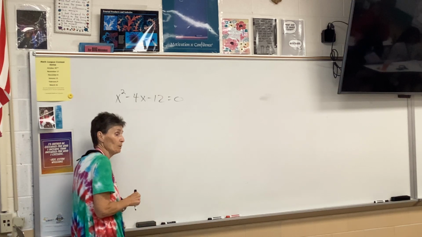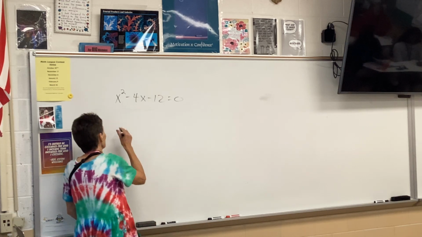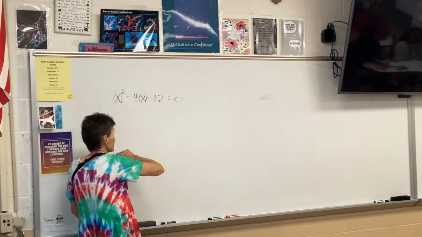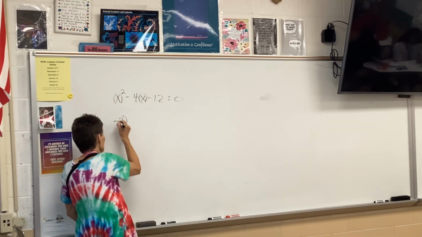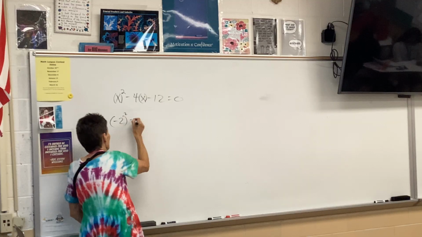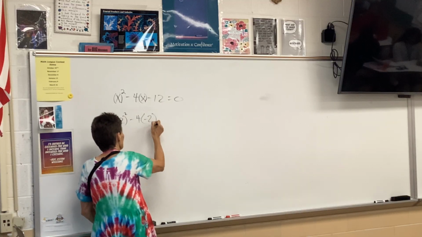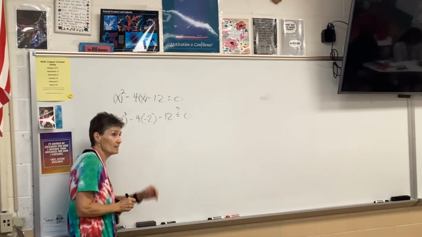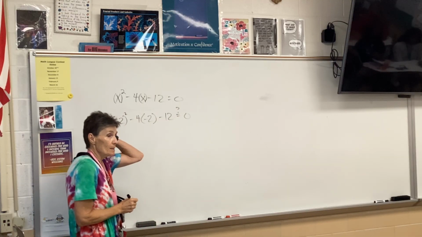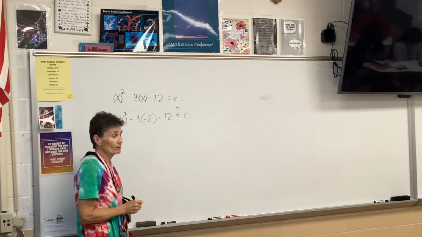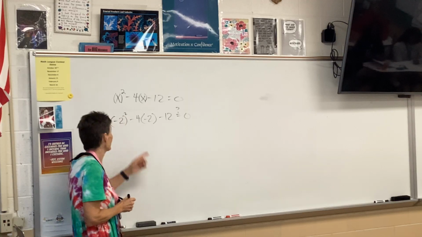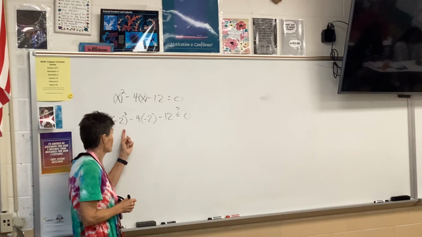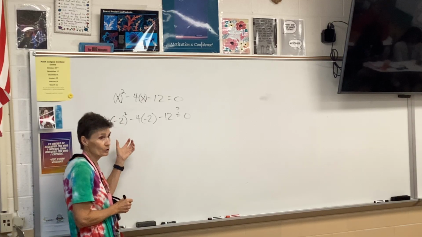Now, when you plug it in, you gotta do it carefully. You're plugging in -2 for all of the x's. So you're gonna have -2 squared minus 4 times -2 minus 12. And we wanna know, does that equal 0? When you type this into your calculator, and many of you are going to do that, make sure you're typing this in correctly. You are squaring -2.